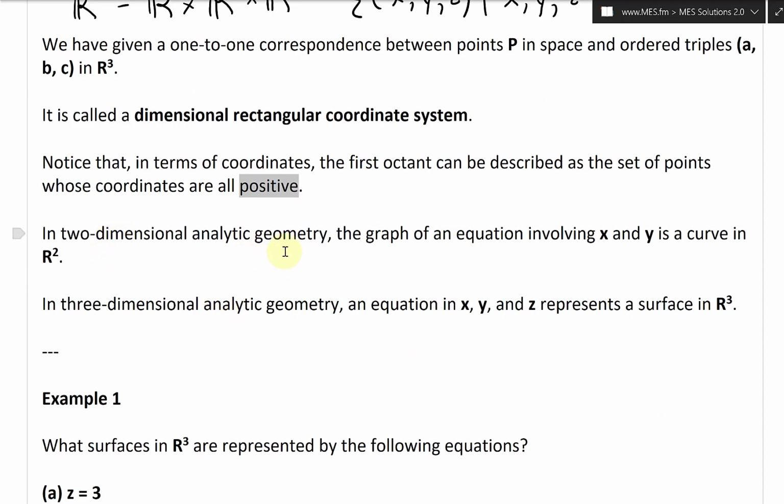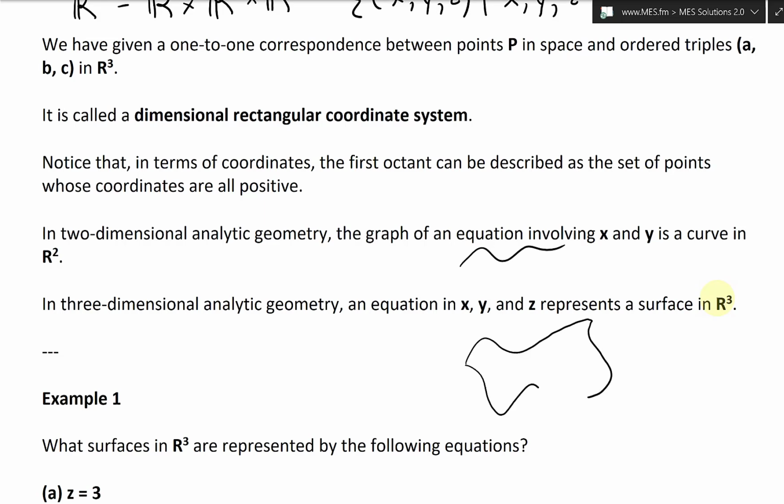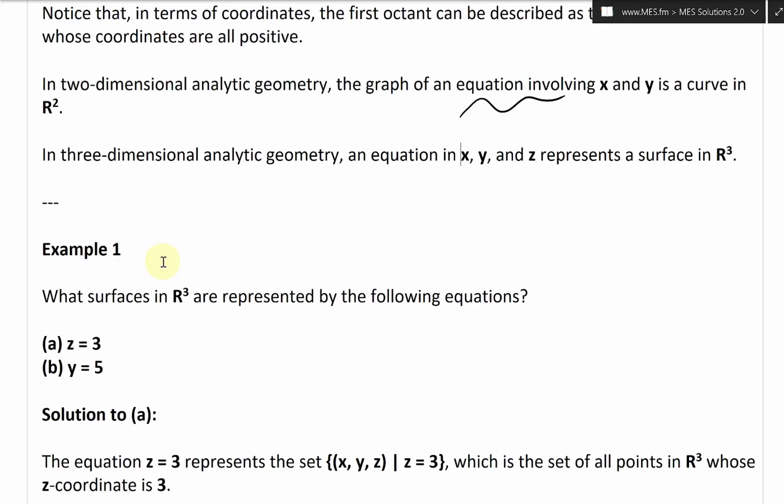In two-dimensional analytic geometry, the graph of an equation involving x and y is a curve in R squared. A curve, or just a line like that, it's just a curve. But in three-dimensional analytic geometry, an equation in x, y, and z represents a surface. So in 2D it looks like that. In 3D it's going to look like an actual surface. So imagine this is in 3D, a full surface like that. And we can illustrate this in example 1.